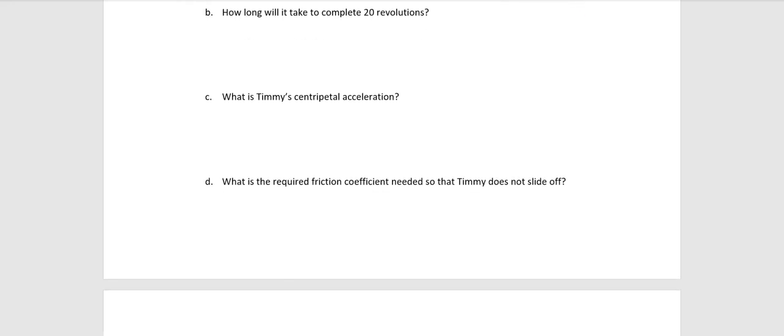All right, what is Timmy's centripetal acceleration? So remember how that's calculated. Centripetal acceleration is equal to speed squared over radius. These are numbers that you have in abundance here listed up above. That should be no problem.